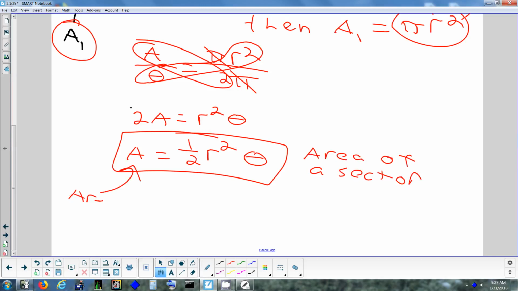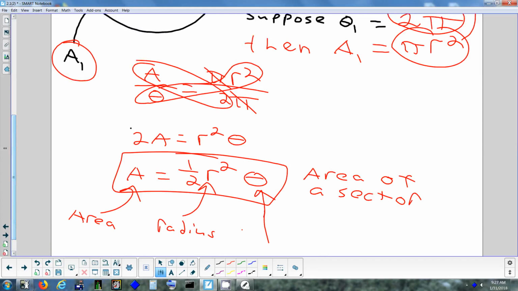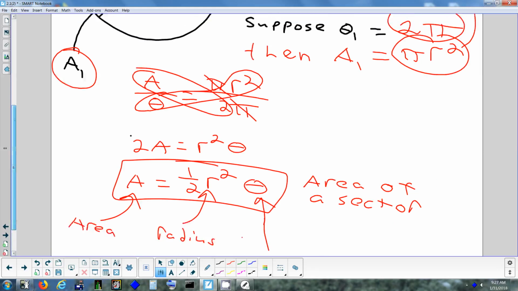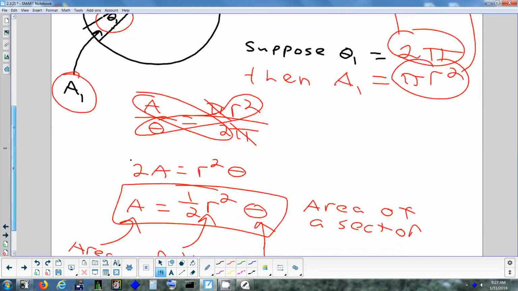It's 1/2 r squared theta. Okay, so A stands for area. R is your radius. And theta, what's theta? That's my angle. Anything special about the angle? What do we have to be careful about? In radians. Way back at the beginning, look at the supposition. We supposed that this angle was 2 pi. There's no degree symbol on that. So it's 2 pi radians. So we've got to make sure this is in radians.